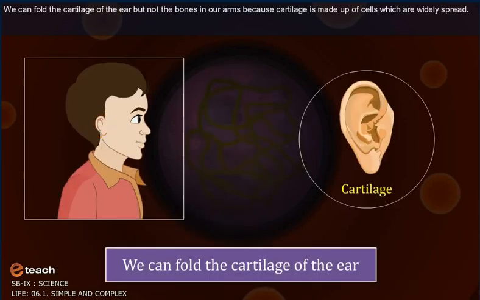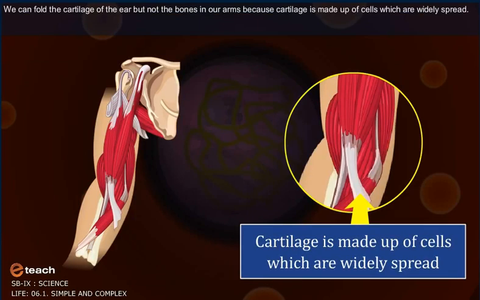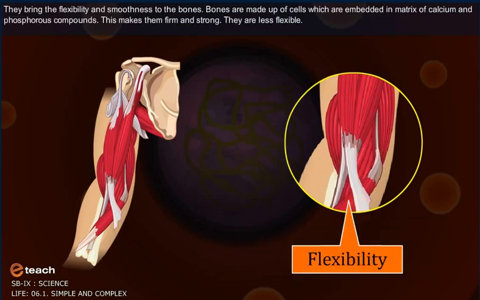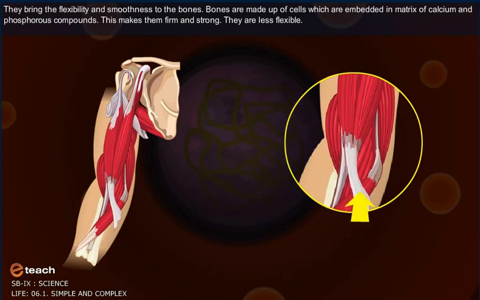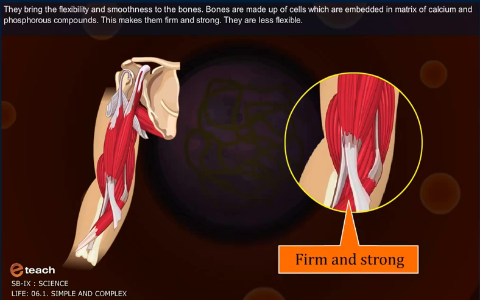We can fold the cartilage of the ear but not the bone in our arms because cartilage is made up of cells which are widely spread. They bring flexibility and smoothness to the bones. Bones are made up of cells which are embedded in a matrix of calcium and phosphorus compounds. This makes them firm and strong. They are less flexible.